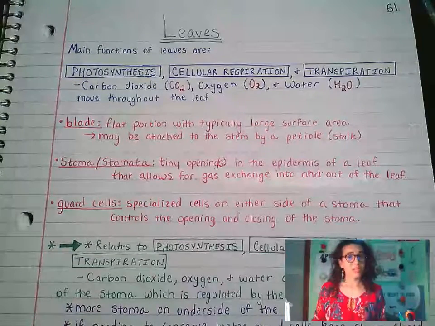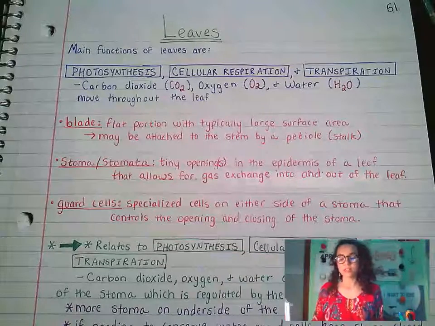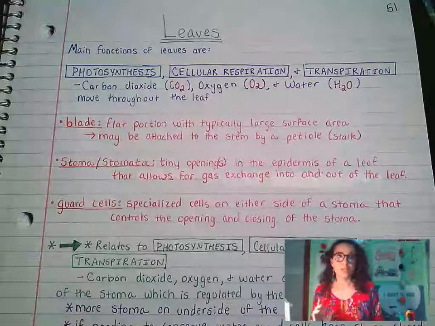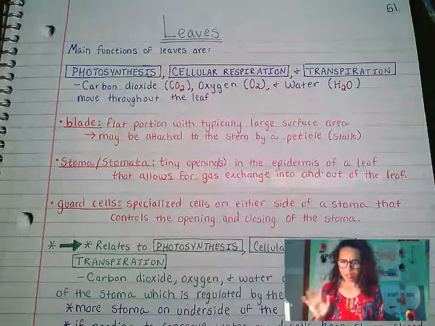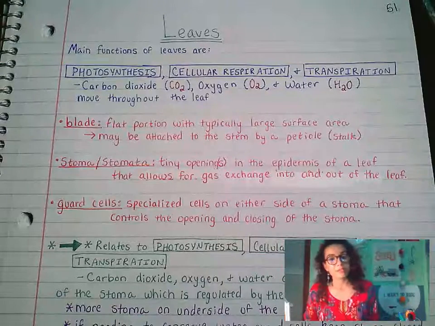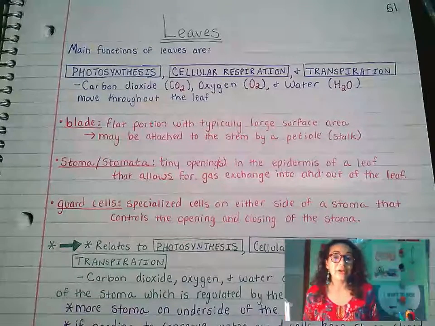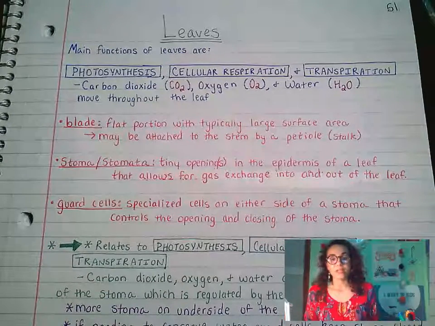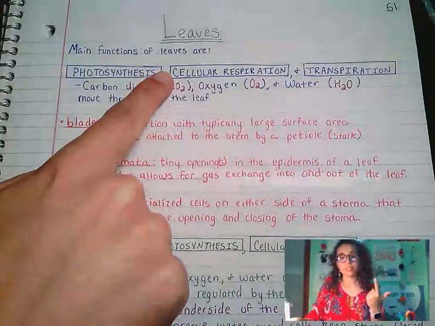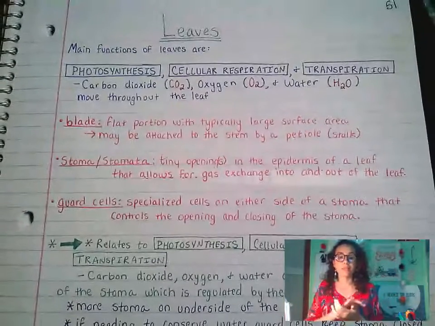Leaves can actually come in many different shapes and forms depending on what type of plant we're dealing with, whether it's a succulent, an angiosperm, a fern or a conifer, all different types of things. So let's dive into some leaves. Our main functions of leaves, this is all stuff we've already gone over, are photosynthesis, cellular respiration, and transpiration. Those are our three main functions.